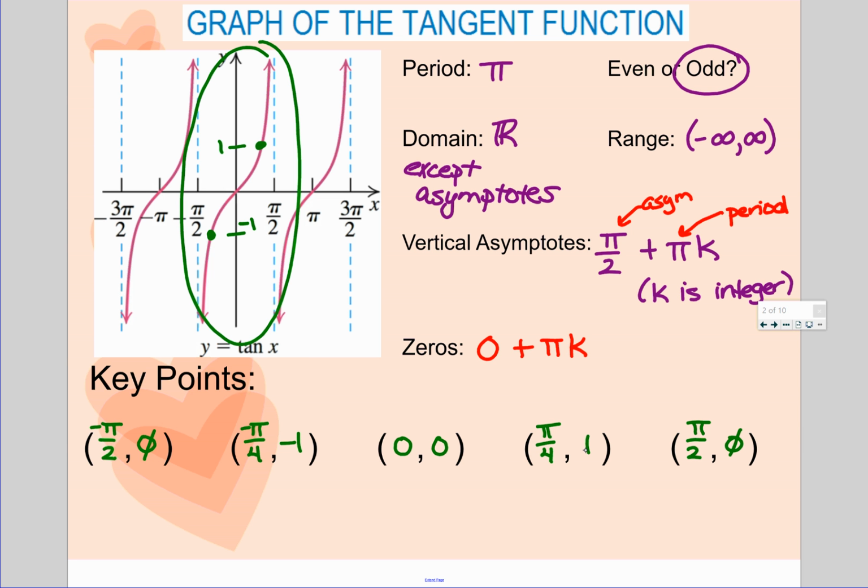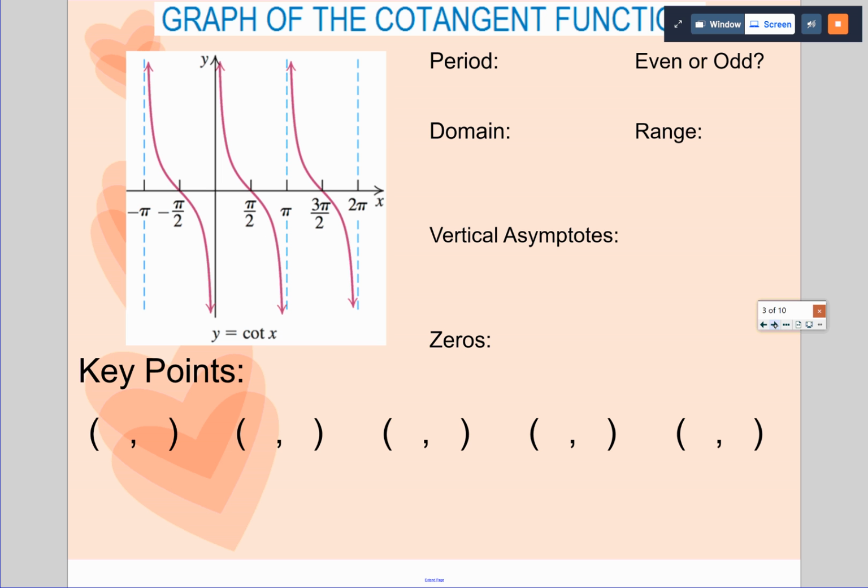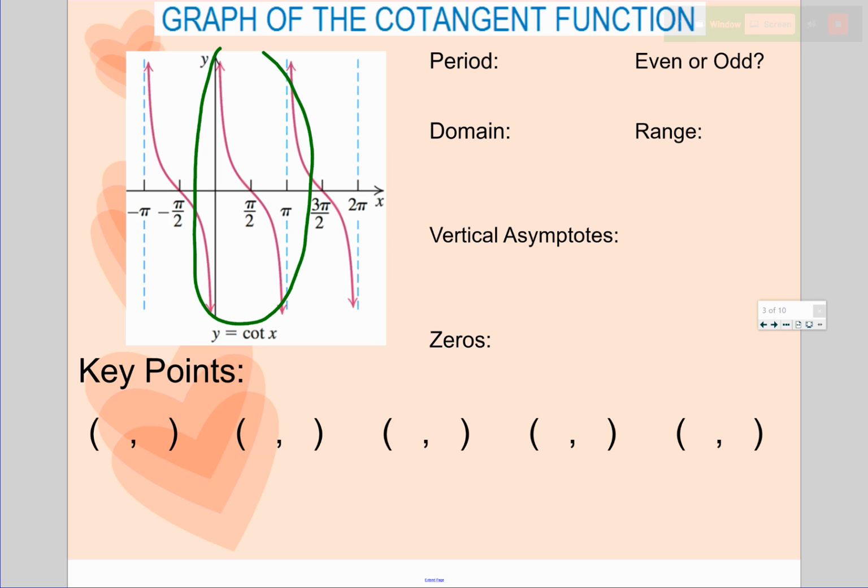Questions? All right, so I want you guys to fill out the cotangent graph properties real quick. And for cotangent, the period that we use for our key points is the one that falls between 0 and pi, just to the right of the y-axis. Okay, I'll give you a minute. Go ahead, work together, find the properties, list your key points.